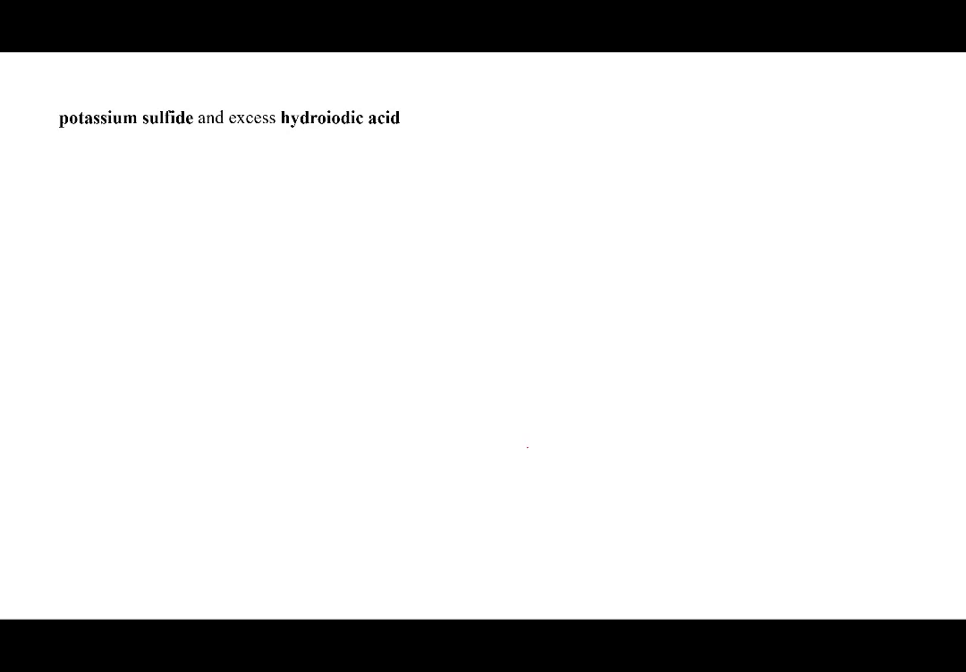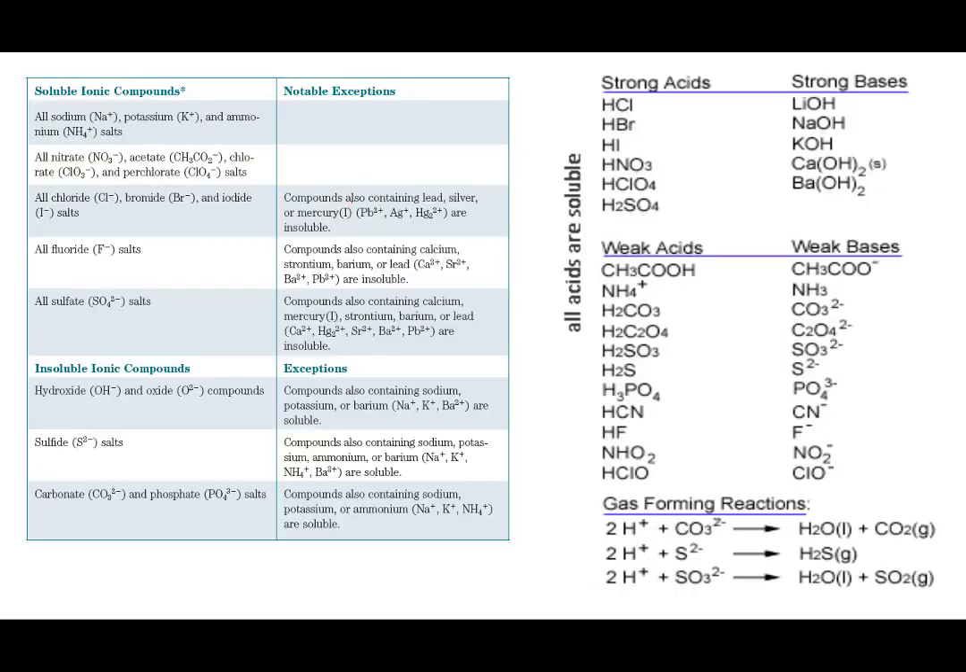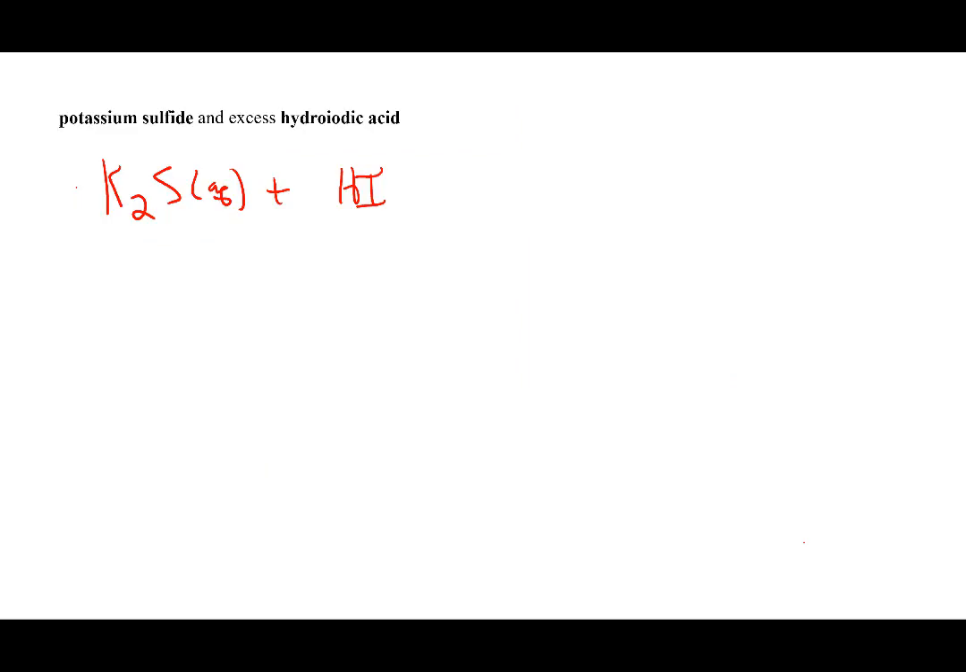Okay, potassium sulfide and hydroiodic acid. Potassium sulfide is K2S. It's soluble because potassium salts are soluble. Hydroiodic acid is HI. And what happens is, when we look at our acid-base chart, sulfide ion, when it reacts with an acid, it makes H2S. But remember, that's a gas-forming reaction, so our H2S is going to be a gas as opposed to being aqueous.